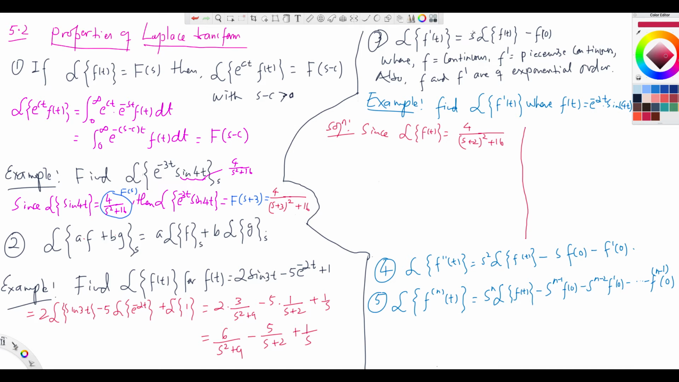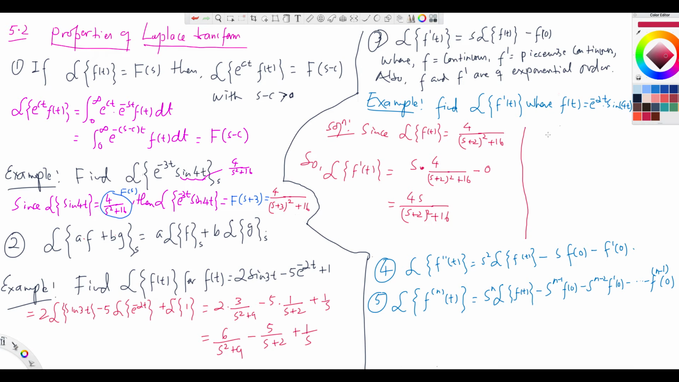So what is the Laplace transform of f prime of t? Let's use that formula. The Laplace transform of f prime of t will be s times the Laplace transform of f(t), which is 4 over (s plus 2) squared plus 16, and then minus f(0). What is f(0)? Just plug in 0 for t. You'll get sine 0, which is 0, times 1, so that will be 0. So basically what you get is 4s over (s plus 2) squared plus 16.